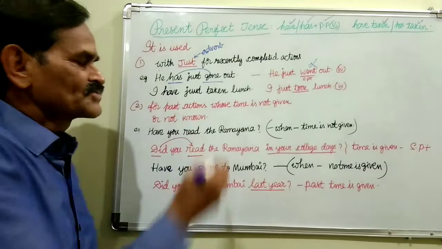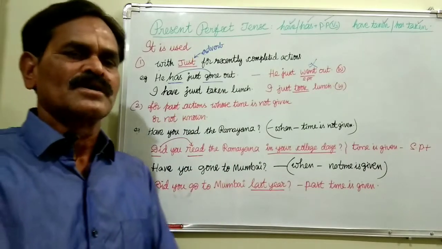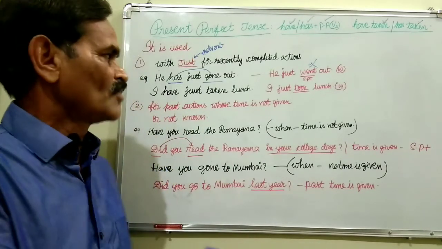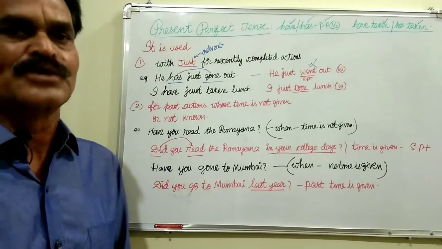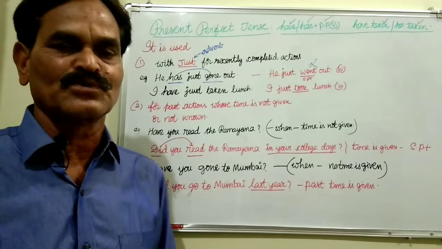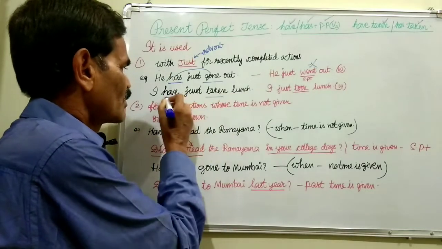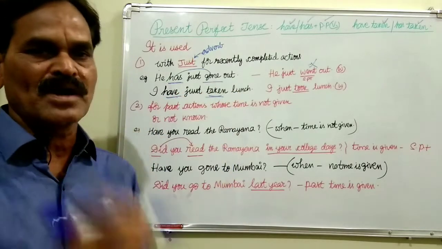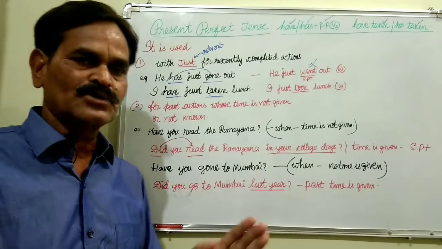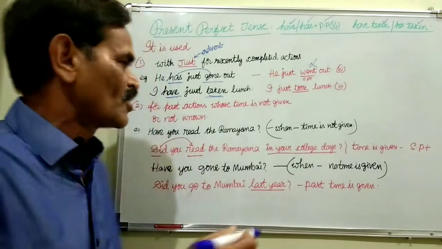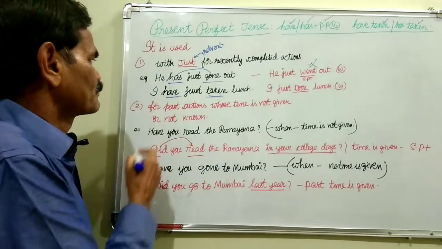And I have just taken lunch. Suppose a few minutes before you have taken lunch. Okay, I took lunch we cannot say. I just took lunch we cannot say. I have plus V3 or have plus past participle, that is take, took, taken. That V3 form only has to be used here.